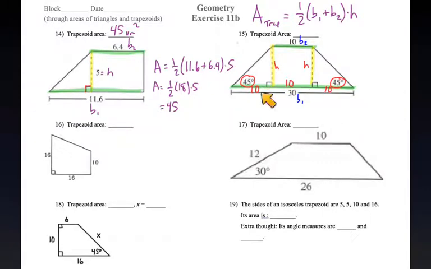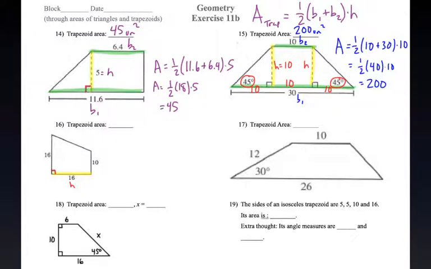Because it's a 45, 45, 90 triangle, this is a leg, so is H. So look at there, that's 10. The height is 10. 1/2 times 10 plus 30, those are my bases, times the height 10, gets us 1/2 times 40 times 10, 200 units squared. Trapezoid area.